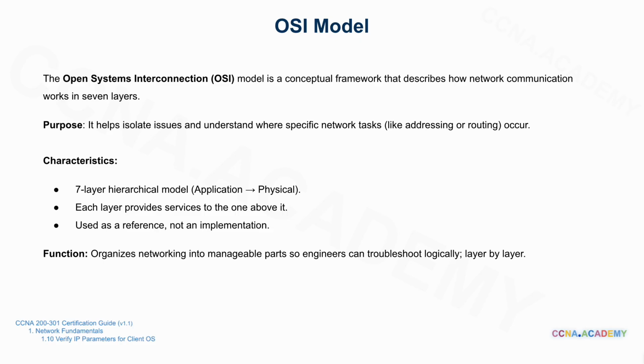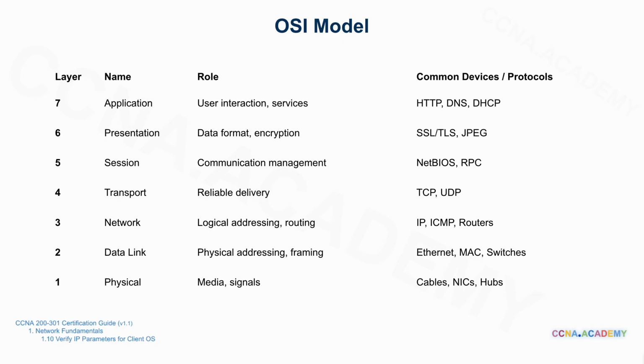The OSI model, or Open Systems Interconnection Model, is the foundation for understanding how network communication works. It breaks everything into 7 layers, from application down to physical. Each layer serves the one above it and handles its own specific tasks, like addressing, routing, or delivery. We don't actually implement OSI directly, but we use it as a guide to troubleshoot problems logically, one layer at a time. Here's a quick look at all 7 OSI layers from top to bottom.